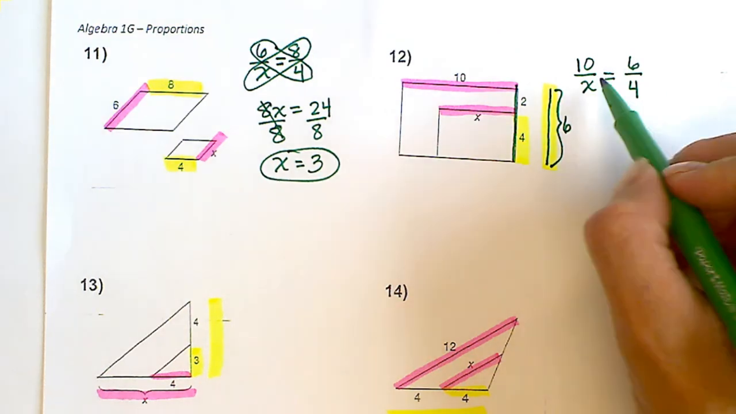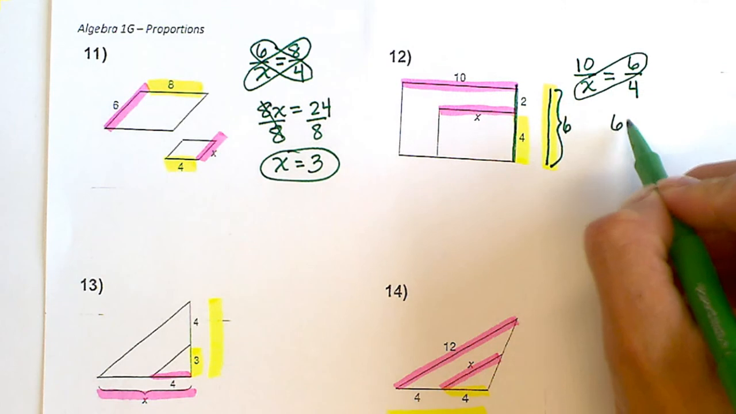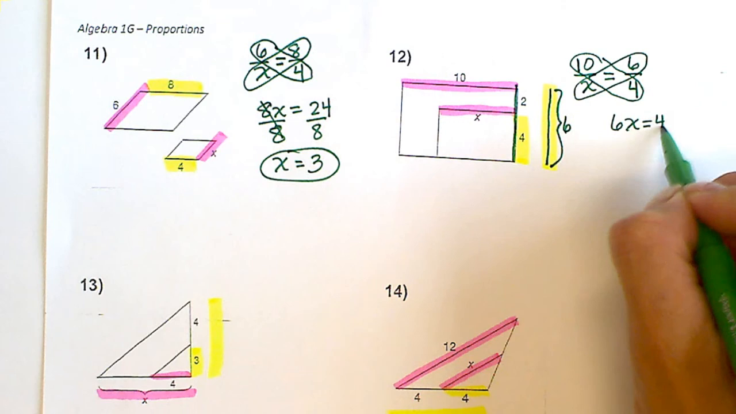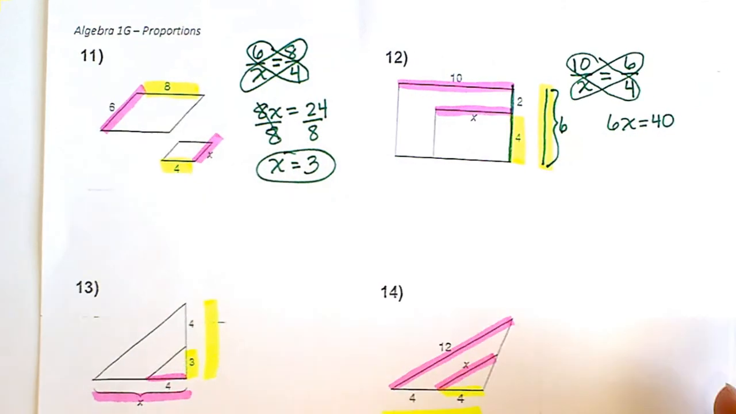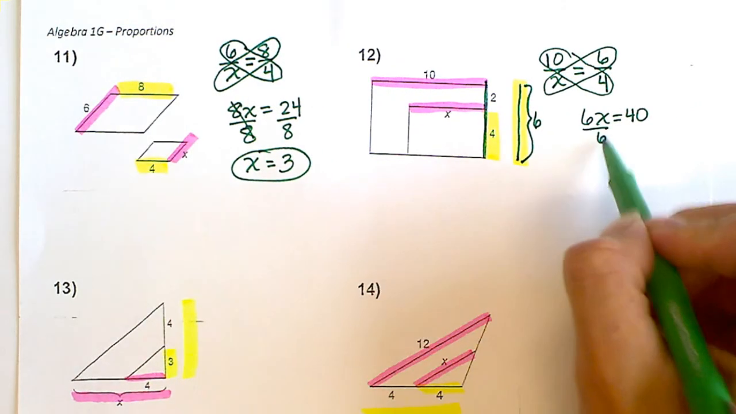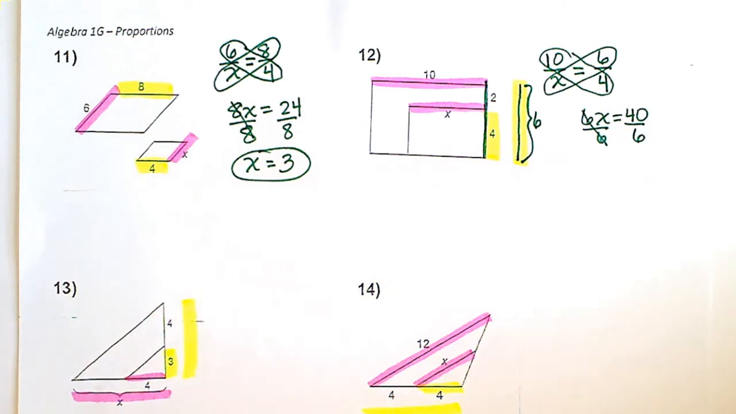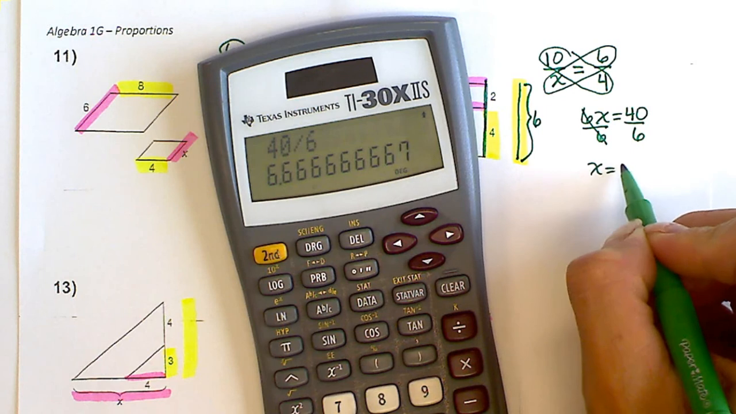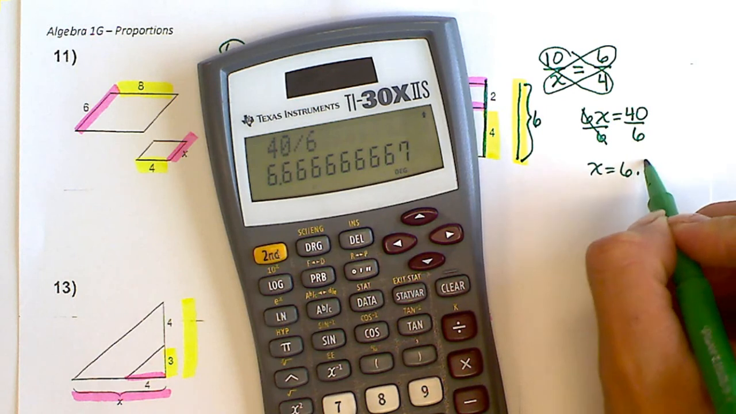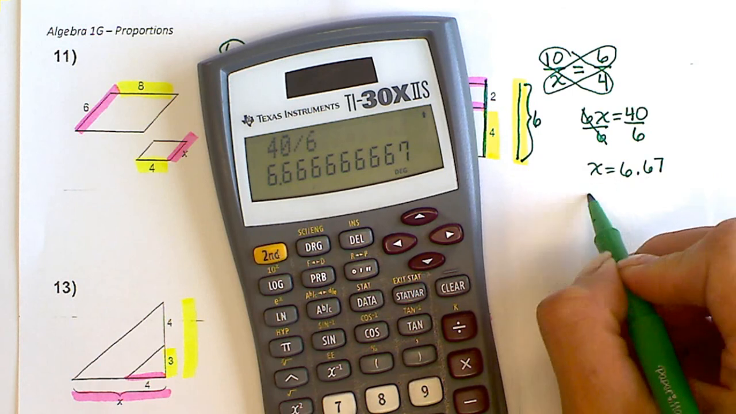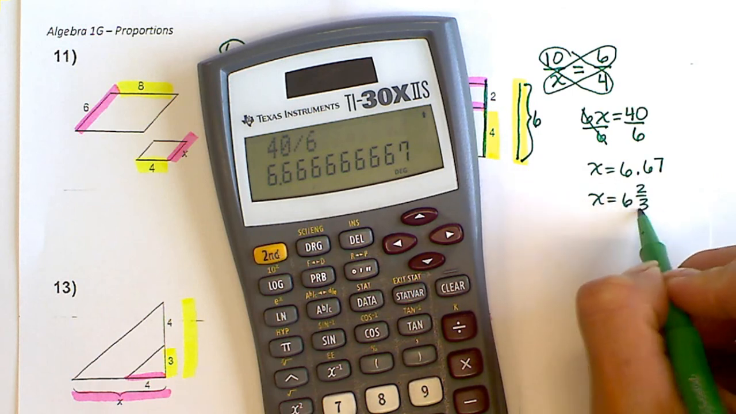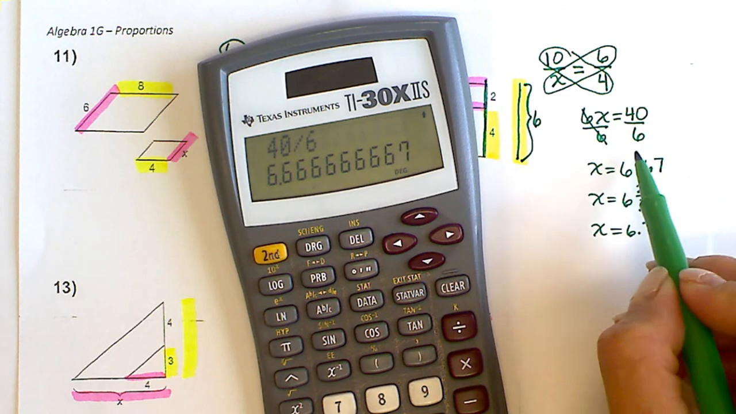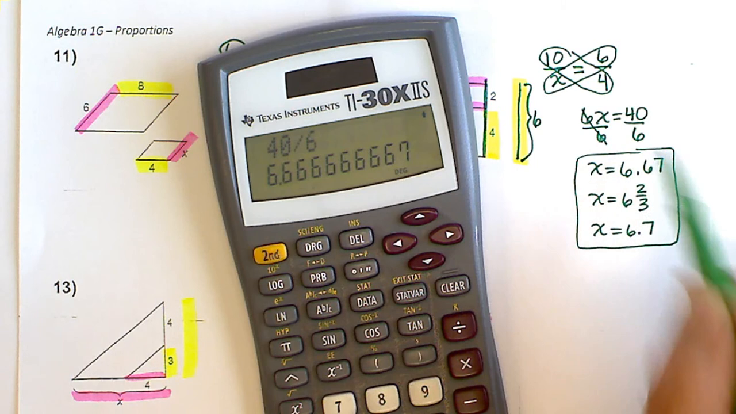Alright, so the cross product of 6 times x is equal to the cross product of 10 times 4, which is 40. And then we will divide both sides by 6. You can leave this as a fraction or you can simplify it, but 40 divided by 6, you can write this as 6.67. You could also write this as 6 2/3, or you could write this as 6.7. So I would take either of these answers for number 12.